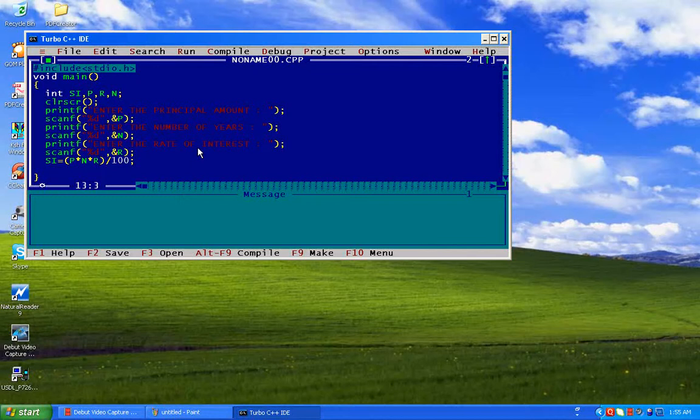Now let's run the program again. Now I enter 40,000 for 4 years, rate of interest 10. It gives me 271, which is wrong. Why has this happened? Because the int limit is 32,000.